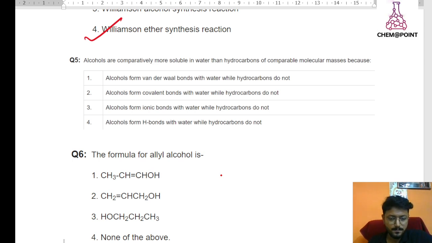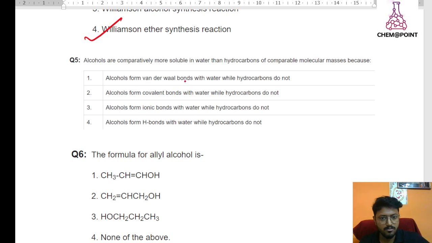Do you understand my point? I think my point is very clear, right? Alcohol and water show H bonding. That's why it is easily soluble as compared to hydrocarbons. So which one is the correct option? You can read the four options carefully.